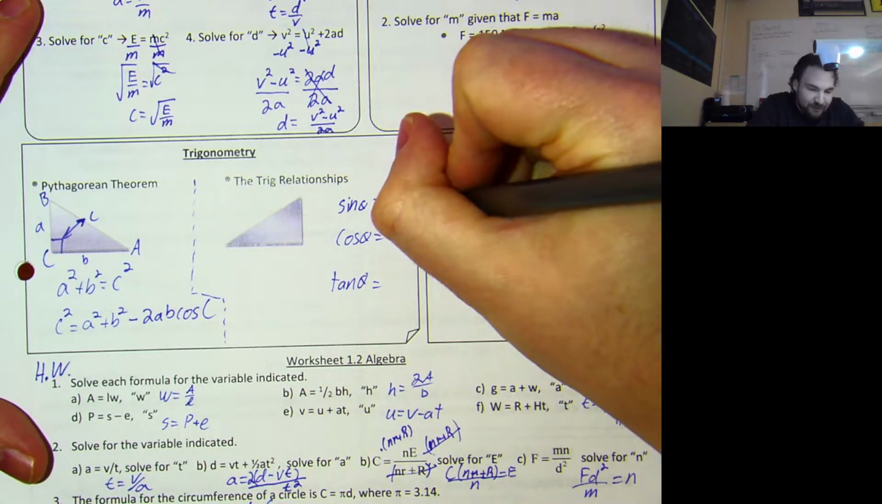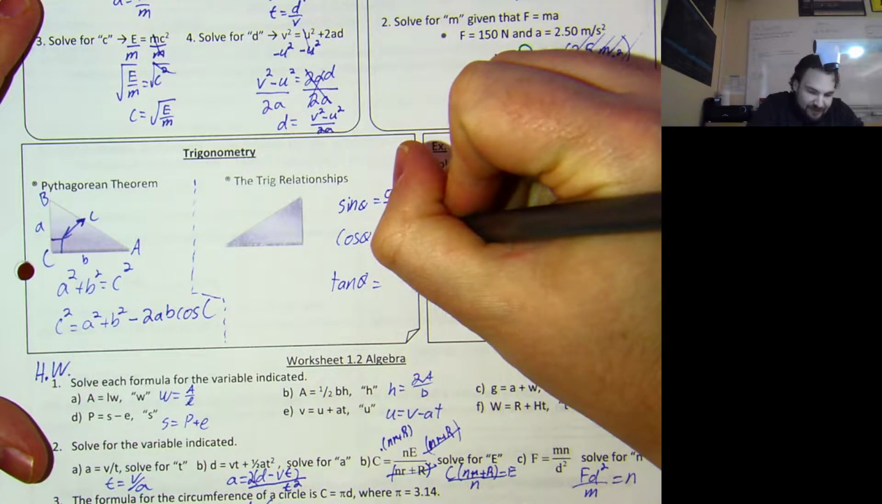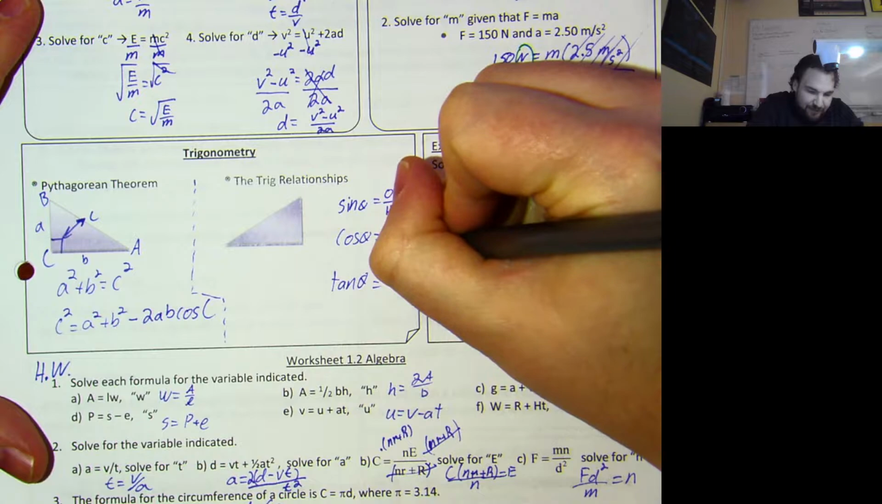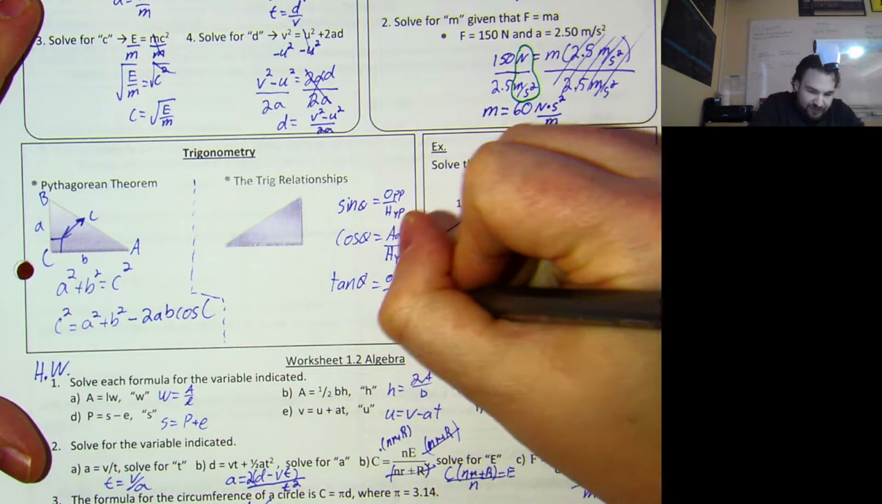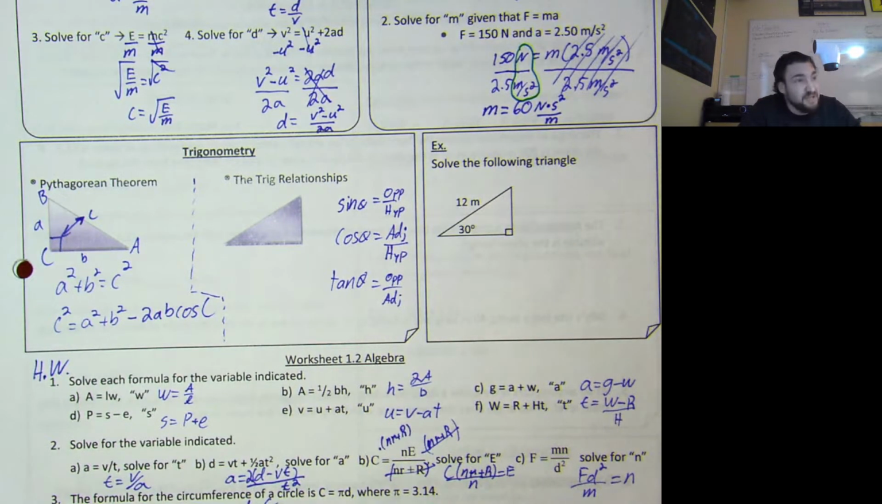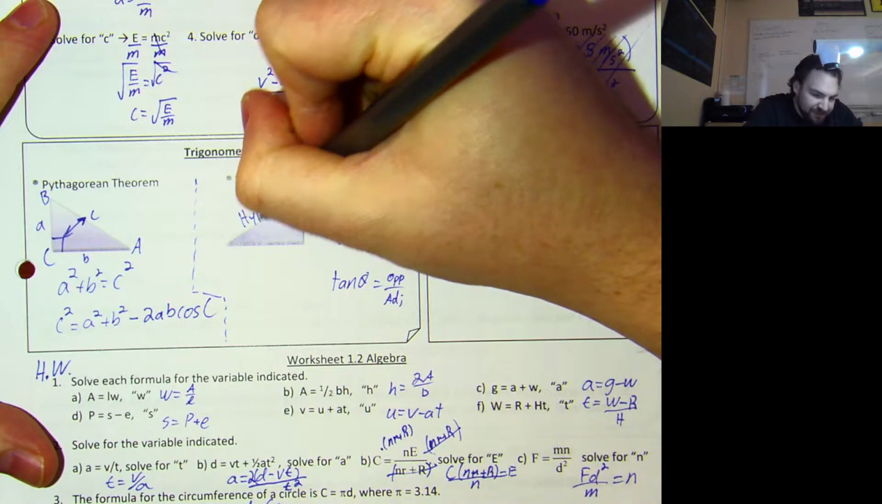O stands for the opposite side. A stands for adjacent, so I'll abbreviate that as ADJ, over the hypotenuse. Tangent is the opposite over the adjacent side. And adjacent means what, for those of us who may not remember? Next to. It's the side that is next to the angle that isn't the hypotenuse. This side here is always the hypotenuse.